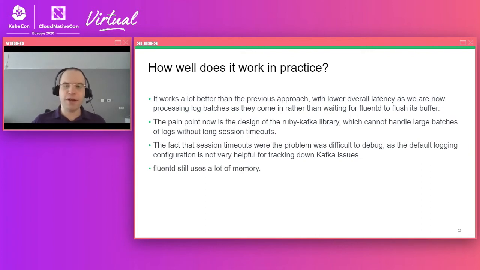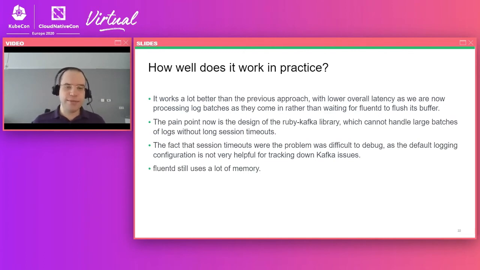That was also difficult to debug because the Kafka plugin for Fluentd doesn't log messages from the Ruby Kafka library by default. So it took me a while to figure out there are actually log messages that I was missing there, but we eventually got to the bottom of that.